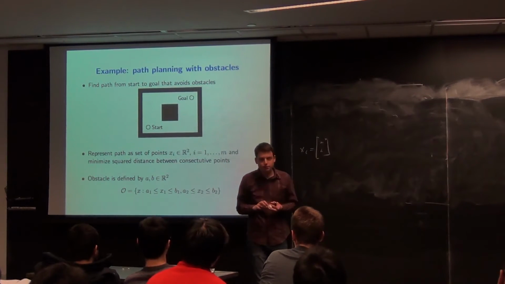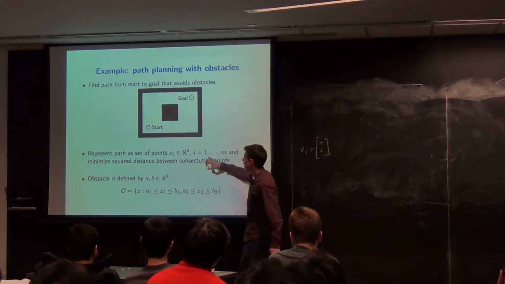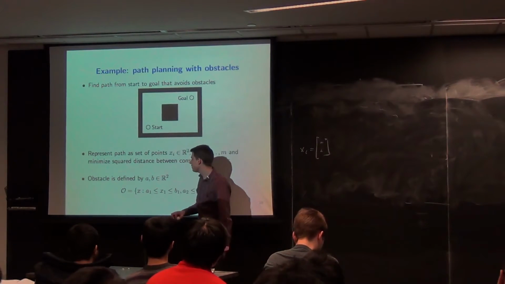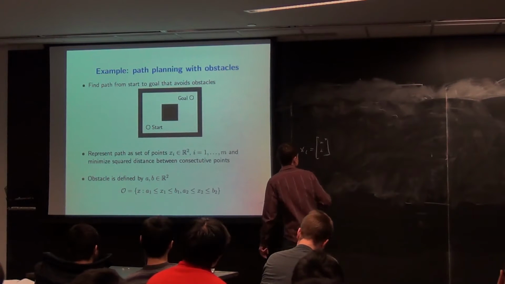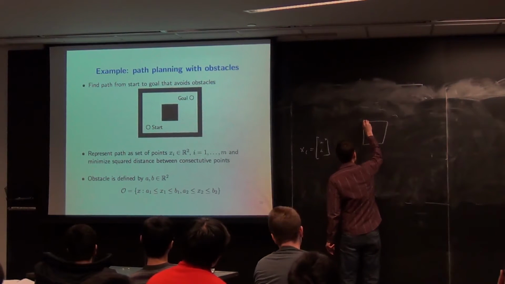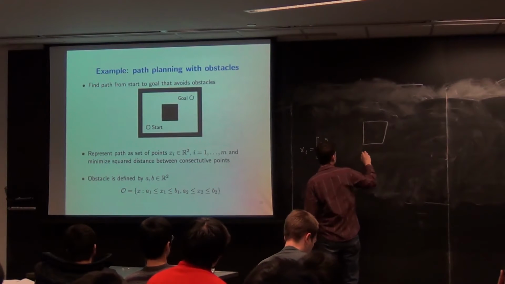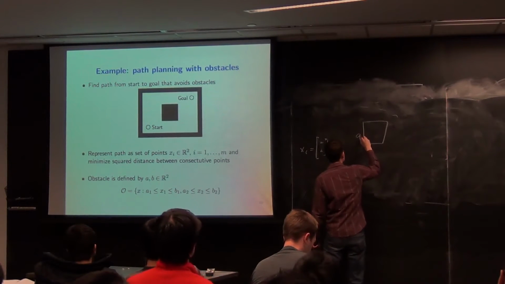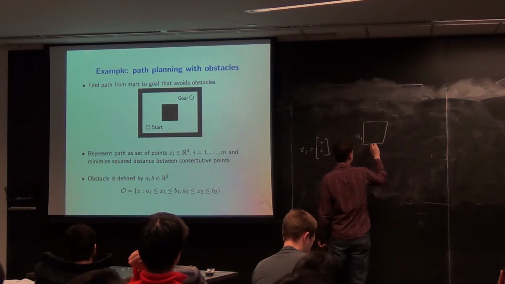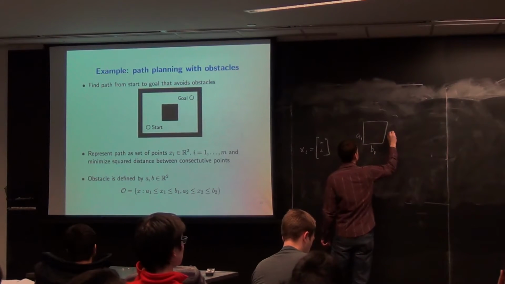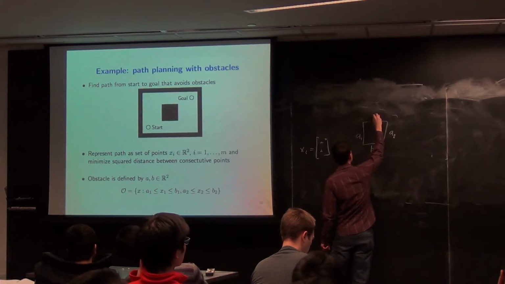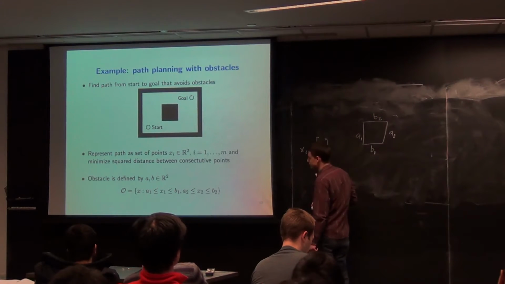The obstacle, in the simple case, will just be a rectangle. It's defined by two numbers, a and b, where a is the x-coordinate. So a is over here. This is a1. b1 would be the minimum y-coordinate, a2 would be the maximum x-coordinate, and b2 would be the maximum y-coordinate.